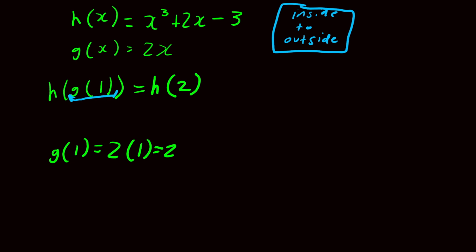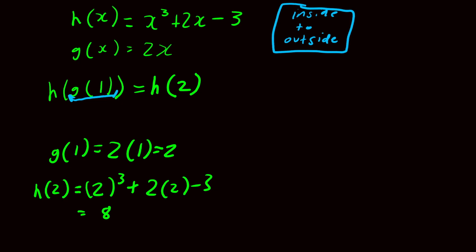Now we do that same step and we just plug in 2 up here to this first equation. So h of 2 equals 2 cubed plus 2 times 2 minus 3, which equals 8 plus 4 minus 3 equals 9. And boom, that's my answer.